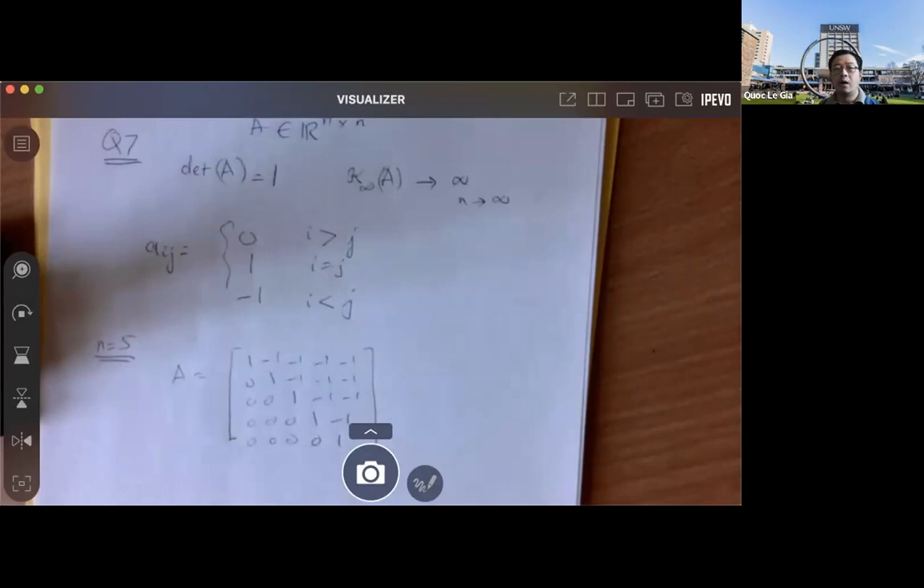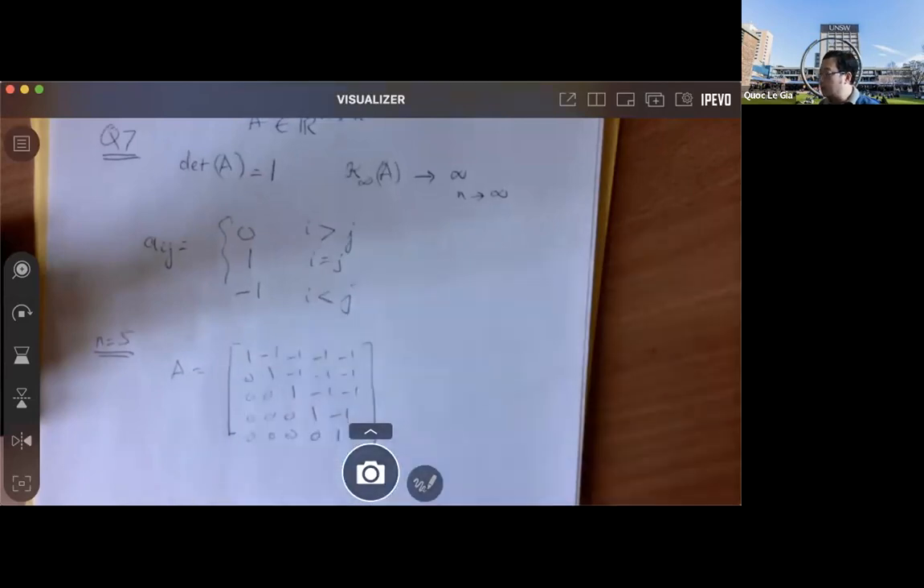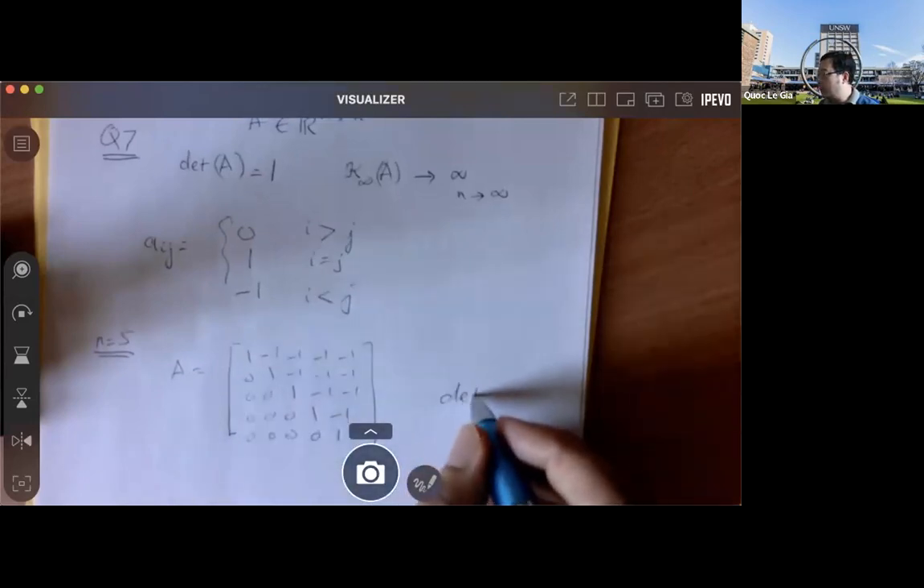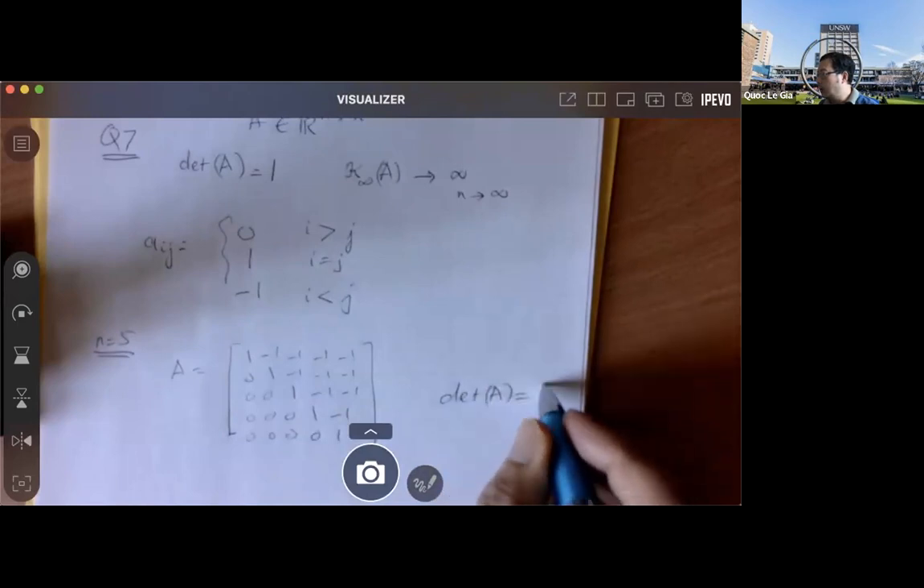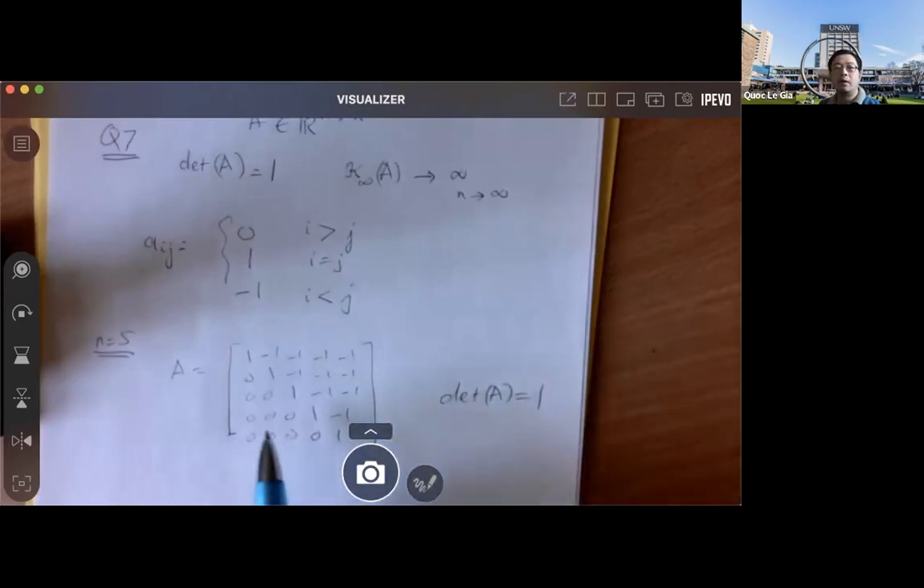With a lower or upper triangular matrix, you take the product of the diagonal. Yes, okay. So all the diagonal entries are just equal to 1. So that's why the determinant of A is 1. And it doesn't matter what n is, right? If n is 100, then you take 1 to the power 100, it's still 1.